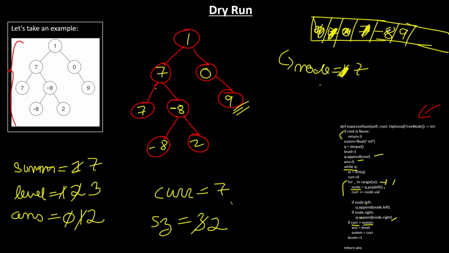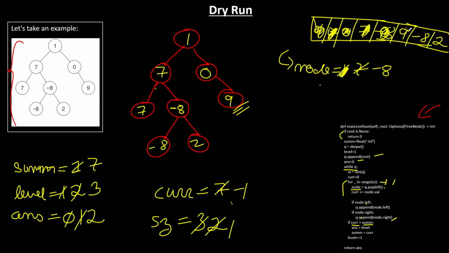Okay. We pop minus 8 now. We check, we add it to the current sum. So it becomes minus 1. Size also reduced to 1. Now we check, does it have left and right? It does have. So we will add minus 8 and 2. Okay. Then we'll go ahead.